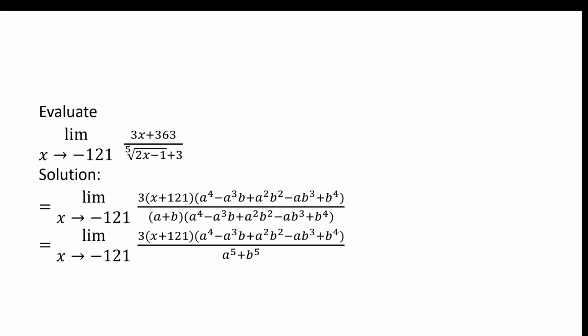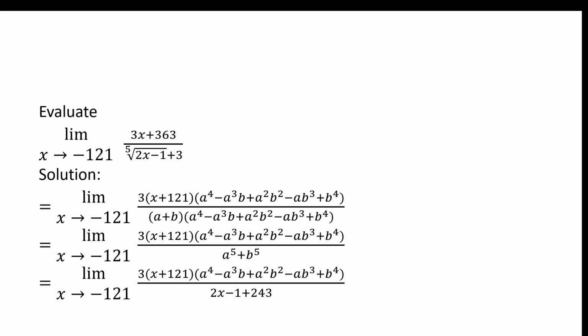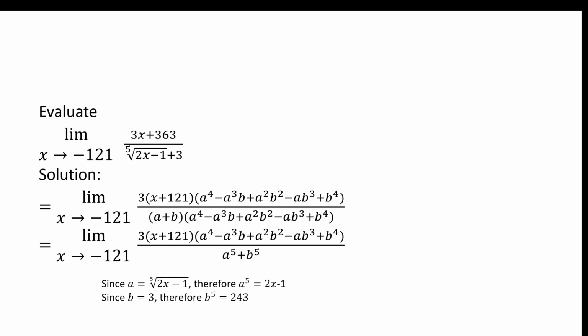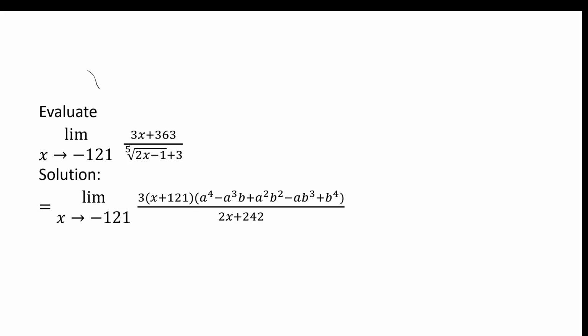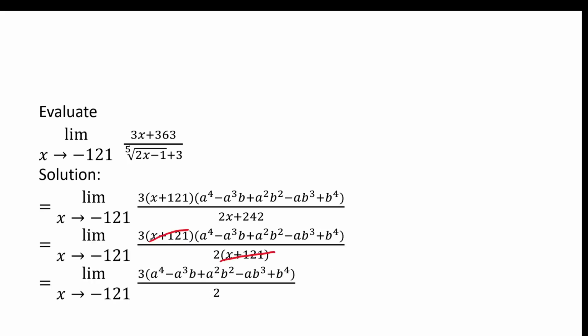The bottom is now a to the 5 plus b to the 5. Now, a is the fifth root of 2x minus 1, so a to the 5 is 2x minus 1. And b is 3, so b to the 5 is 243. So this bottom is really the same as 2x minus 1 plus 243. Okay. And 2x minus 1 plus 243 is the same as 2x plus 242. And that's the same as 2 times x plus 121. We've actually got the x plus 121 up top and down below. And so we now have this expression right here.